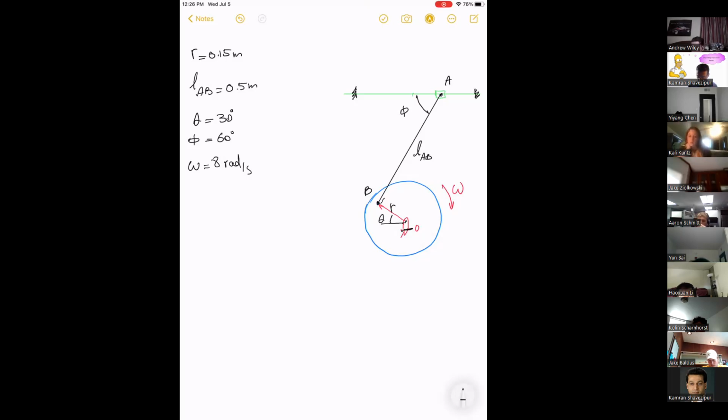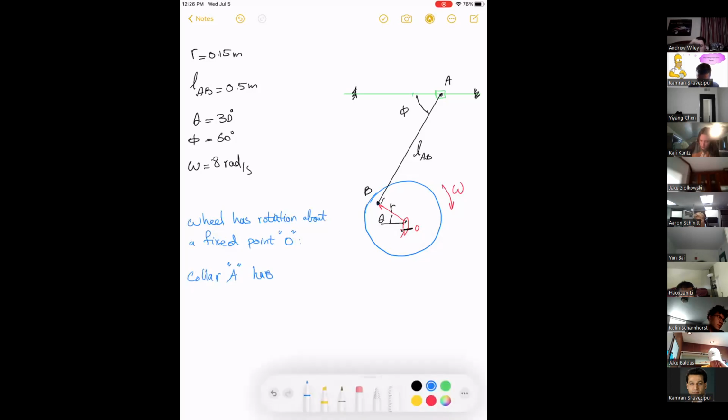As I said, and I'm going to write it here, the wheel has rotation about a fixed point, which is 0,0. Right? Collar A has linear translation.